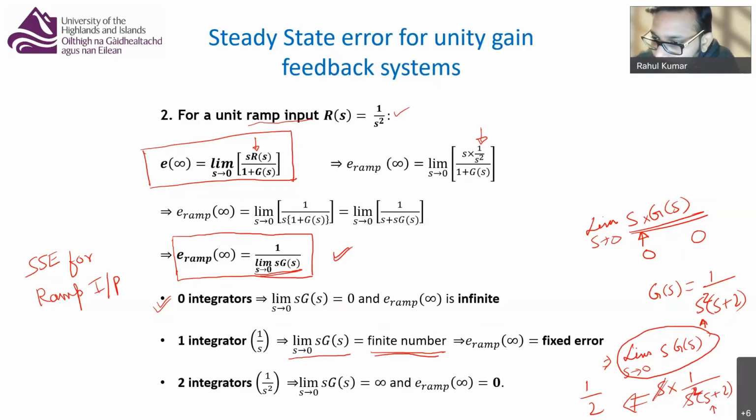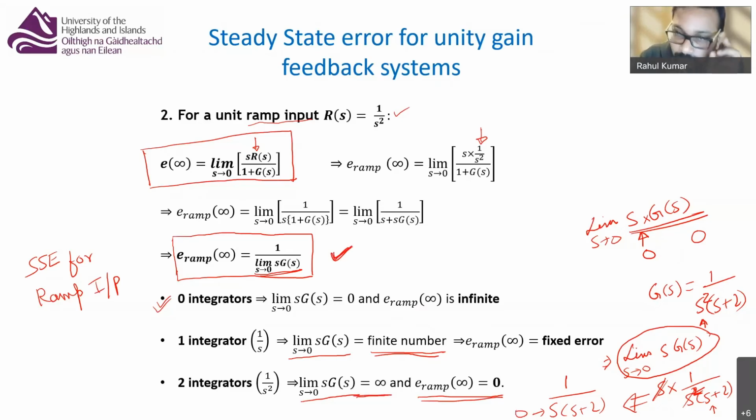The s terms get cancelled. So now I will have infinite value. I will have 1 divided by s plus 2, and if I put s equals 0, I will get 1 divided by 0. That is the bottom line in the e_ramp formula. It will be infinite, and finally my error will be 0.